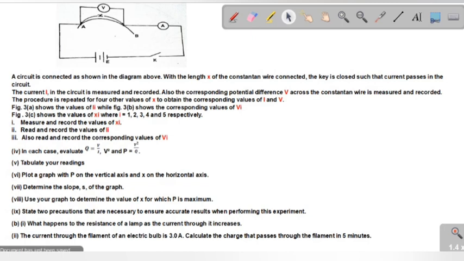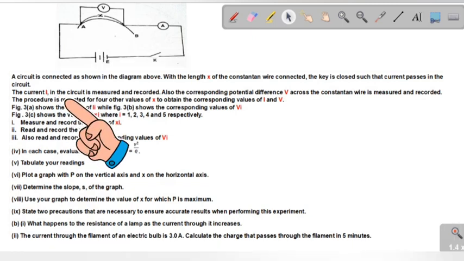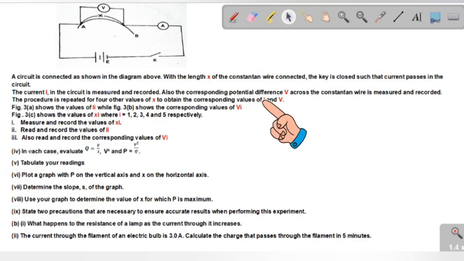The current I in the circuit is measured and recorded. So we're going to use the ammeter to measure that. Also, the corresponding potential difference V across the Constantan wire is measured and recorded. So the voltmeter is used to measure the voltage drop across the Constantan wire. The procedure is repeated for 4 other values of S to obtain the corresponding values of I and V, that is the current and the voltage.